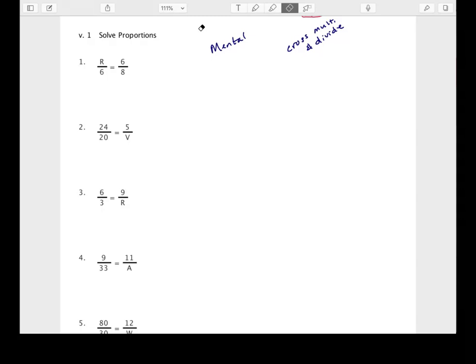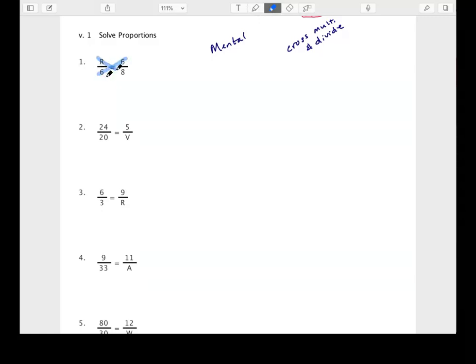Okay, so I'm just going to go straight into this one. When I am looking for mental math, I'm looking for a bridge. Like, can I get from this known one, 8, to 6 really easily? No, not really. I can't multiply or divide by a specific number really easily, so I'm not going to do mental math. So mental math is a check, can't do it. So I'm just simply going to cross multiply and divide.